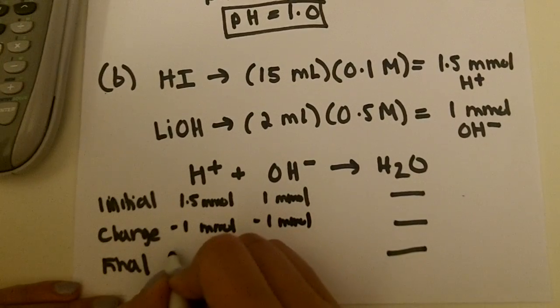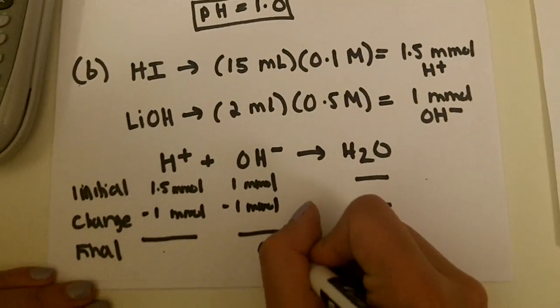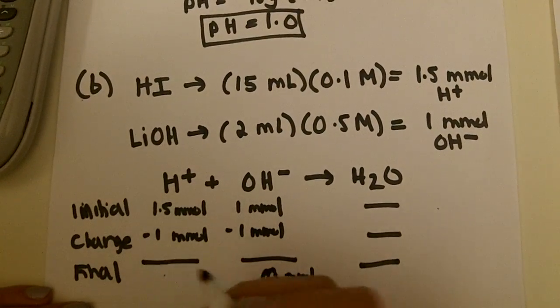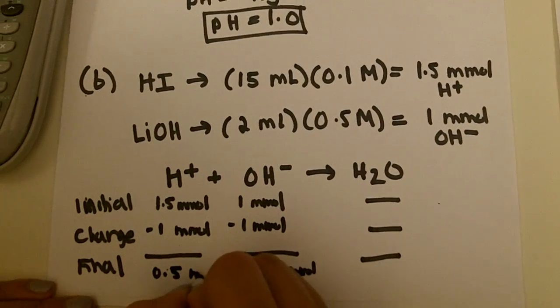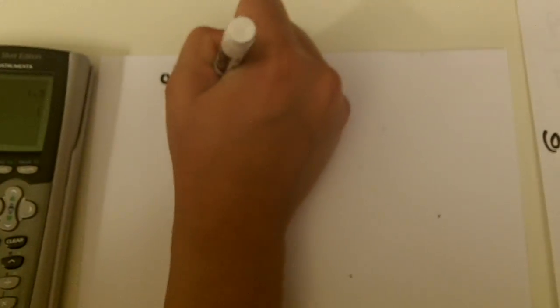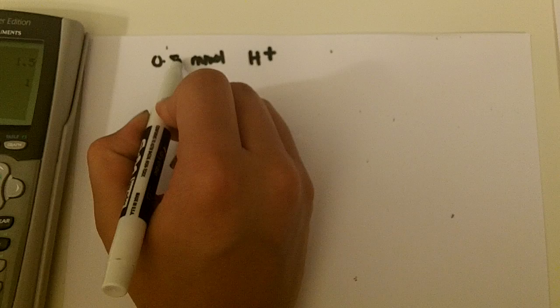Now from this, there'll be an excess. The hydroxide will be 0, since 1 minus 1 is 0. There will be an excess of H plus ions, and 1.5 minus 1 means we have 0.5 millimoles left. Now that we have 0.5 millimoles of H plus, we're solving for a pH. So how do we get from there to pH?